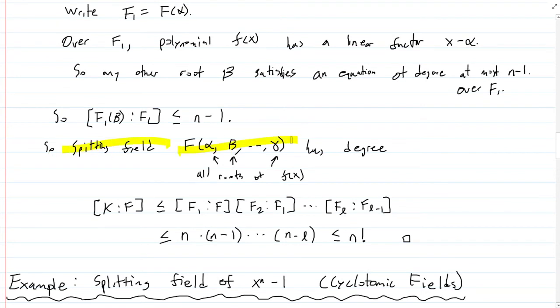So the splitting field, you have to adjoin all of the roots. So you do a tower of extensions by first adjoining one root, then the second, then the third, and so on. And you can have at most n roots, and each time the degree is decreased by at least 1, right? Because you're pulling out more linear factors. So you get n times n minus 1, all the way down. So the degree of the splitting field of a polynomial of degree n over F is at most n factorial.